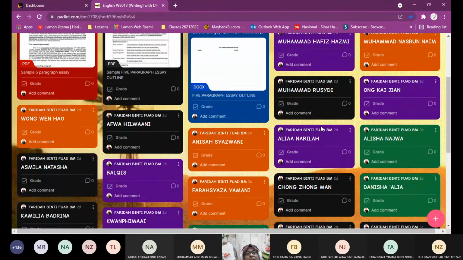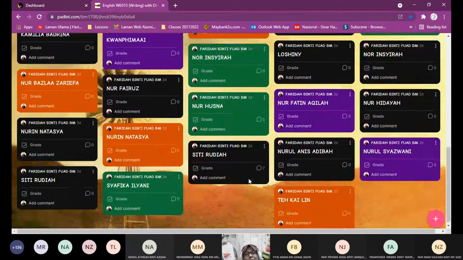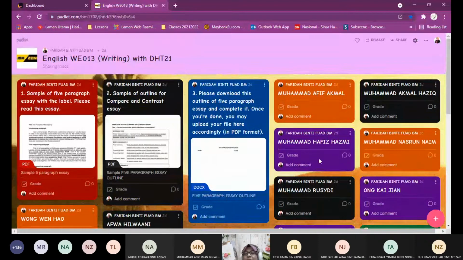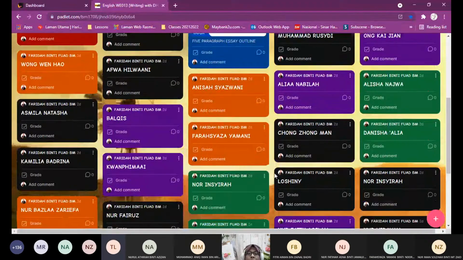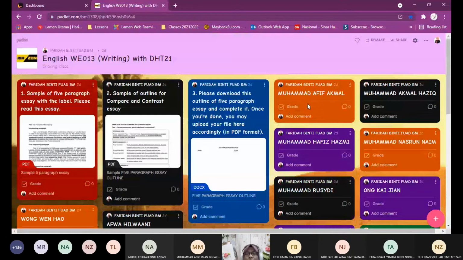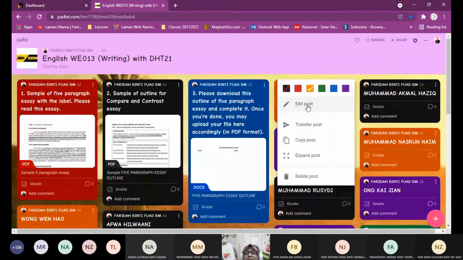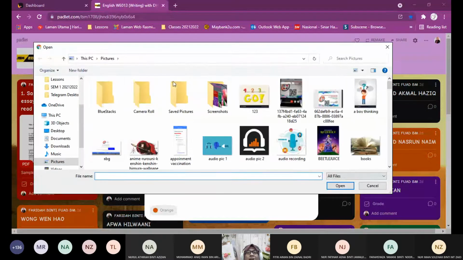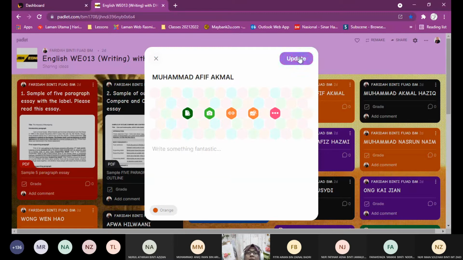Can you see your names here? DH21? Can you see your names here? Yes, madam. Alright, so what you have to do is click these 3 dots, then click edit post. Upload your file here. Find your file. Where did you save it? In documents. Then you click open, and then update.